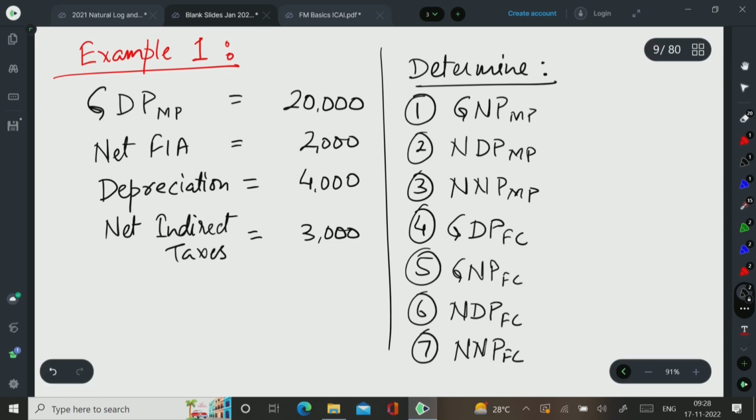I want you to note this example and just try attempting this. I'll give you 5 minutes time to note this example and be ready with your answer. I will just quickly conclude this whole thing after 5 minutes so that you get time to identify these calculations. Come on, start now.